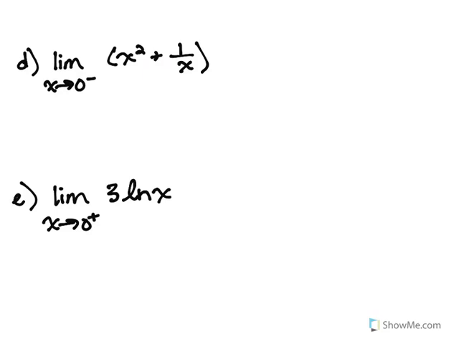Limit as x approaches 0 from the left of x squared plus 1 over x. Well, if I do a direct substitution, I get 0 plus 1 over 0. And we're coming from the left, so like -0.1, which means we have a positive over a negative. So coming from the left, this thing is going to negative infinity.